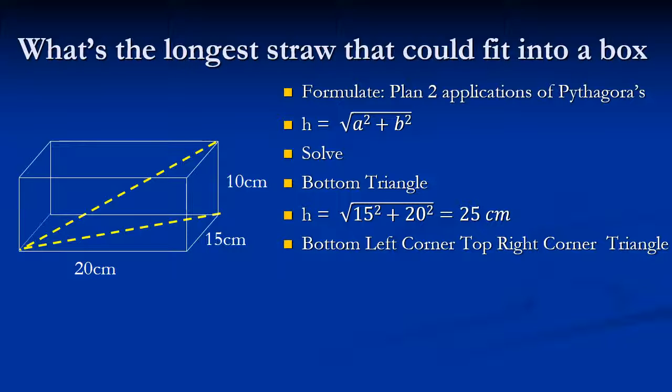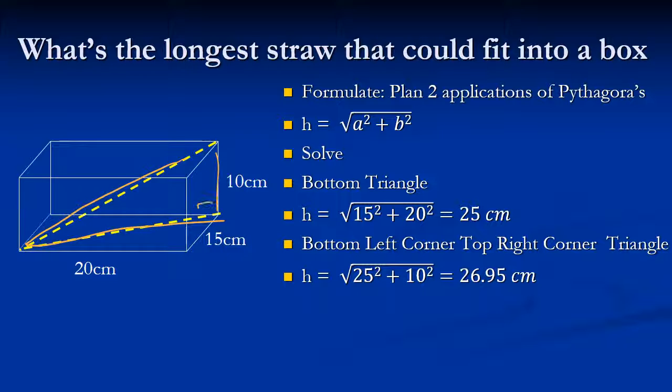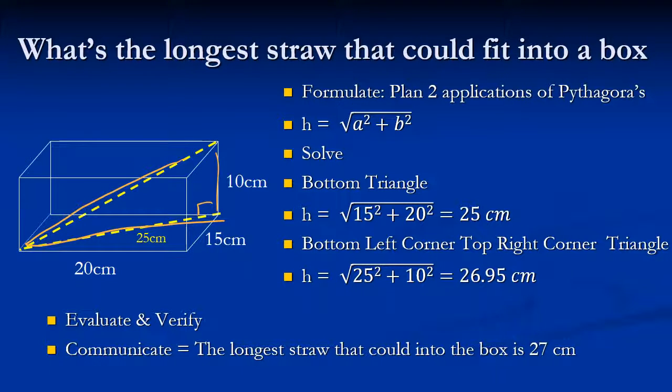Now we need to do another triangle from along here, assuming that's a right angle. So we're going to say 25 squared, and we're going to go up 10 squared and find the hypotenuse from that. So that'll be 26.95 centimeters. So we can now communicate answering the question. We can now determine that the longest straw that would fit in the box is going to be thereabouts, close enough to 27 centimeters.